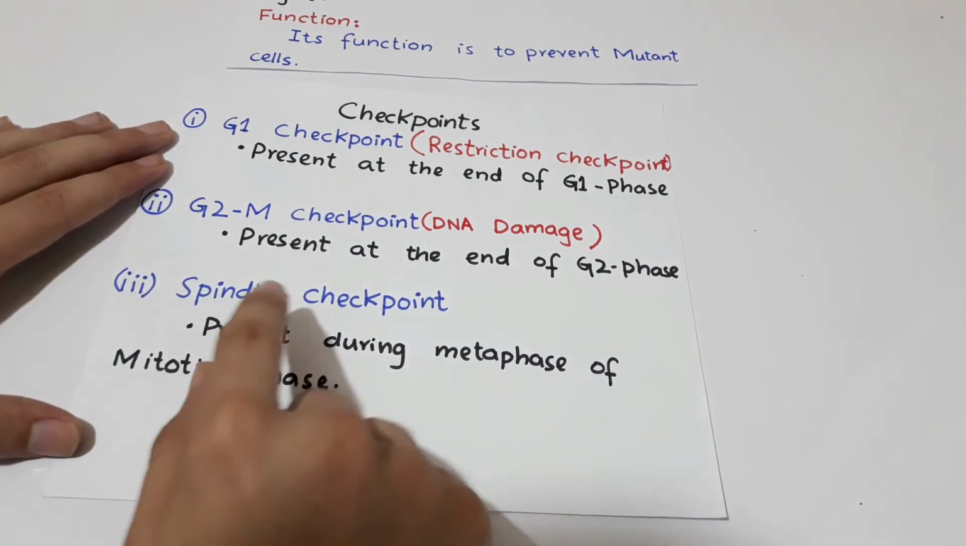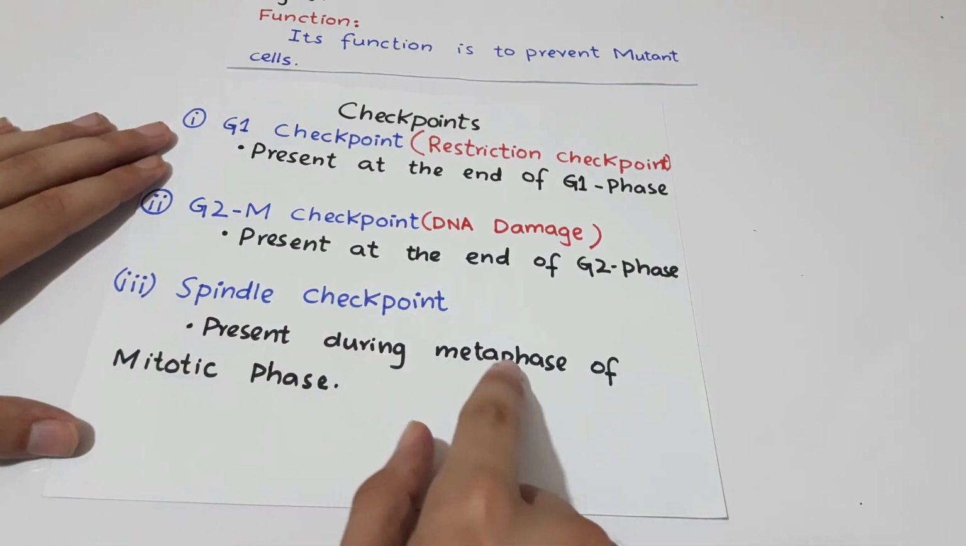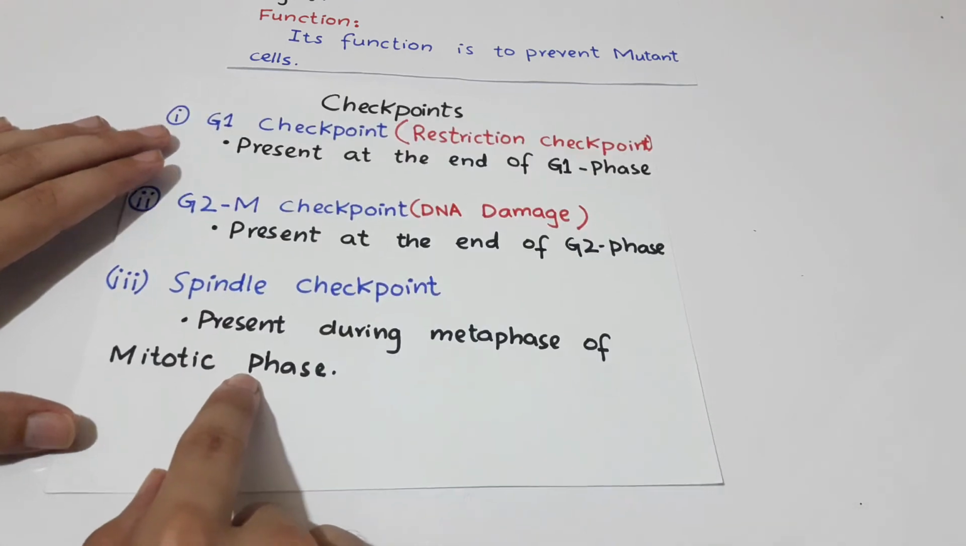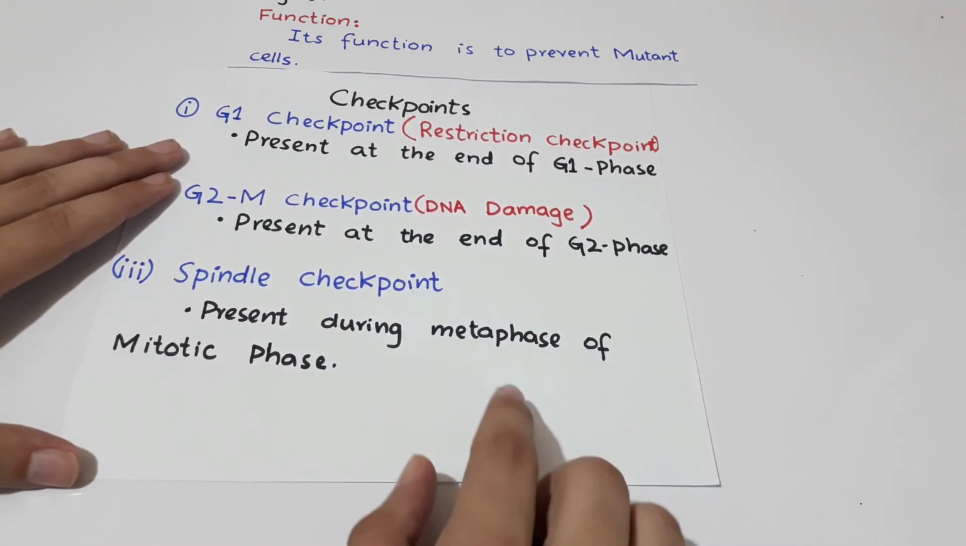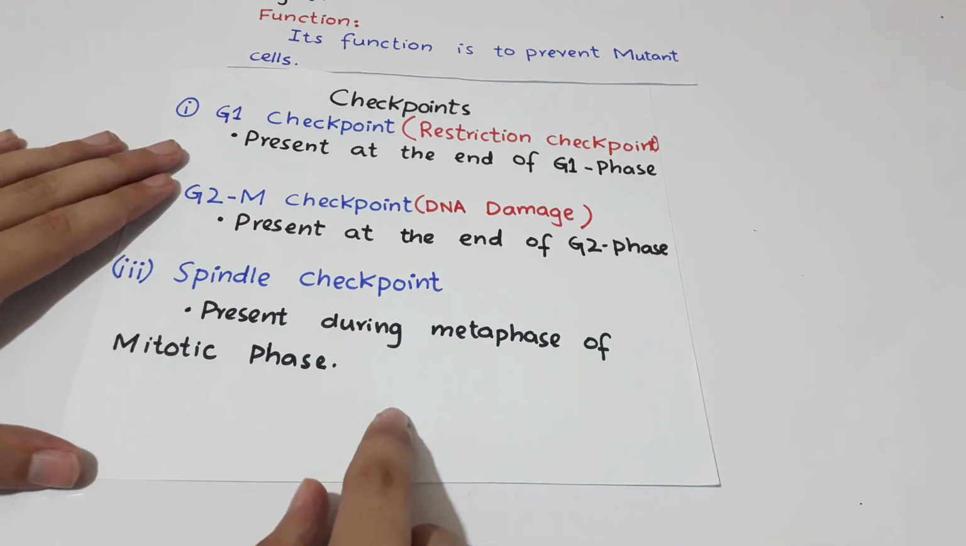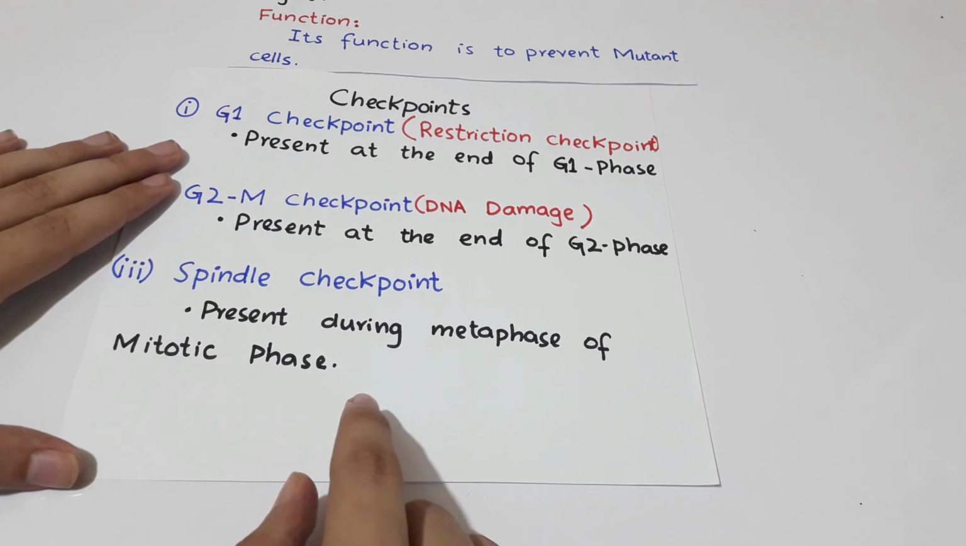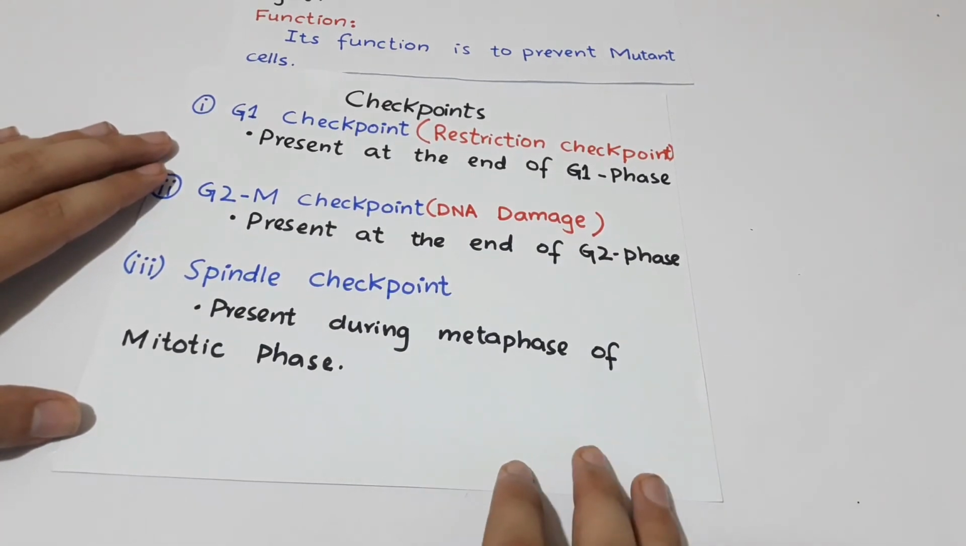The last one is the spindle checkpoint. It is present in metaphase of the mitotic phase, and its function is to prevent the separation of chromosomes until each chromosome is attached properly to the spindle fibers. The interphase takes most of the time of the cell cycle.